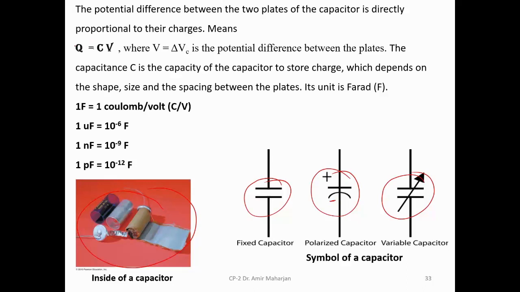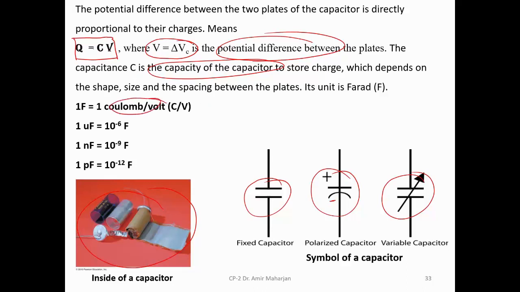And the first relation is this. The charge on each plate is equal to C times V, Q = CV. C is called capacitance, which is the capacity of the capacitor, and V is the potential difference between the two plates. So that's the relationship of charge and voltage. It's a very fundamental relationship. C is called capacitance, and its unit is coulombs per volt, called the farad, named after the scientist Michael Faraday.